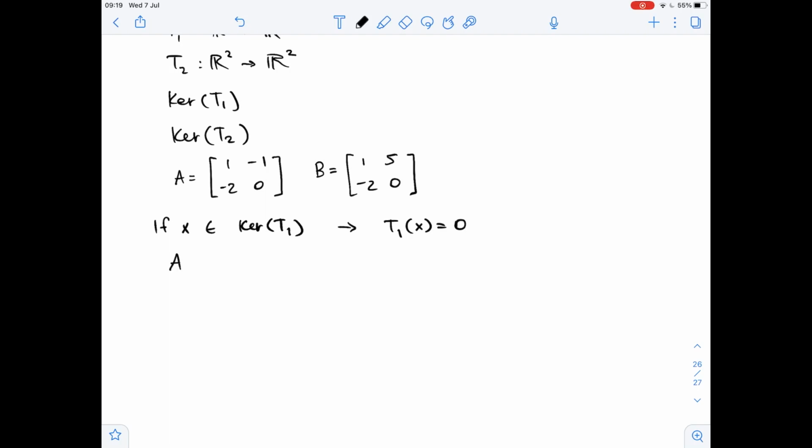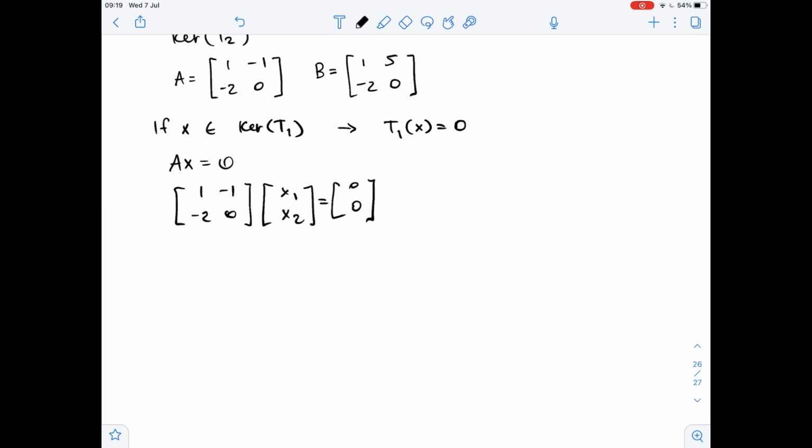Then AX equals 0. Thus we can write down that A, which is [1, -1; -2, 0], times X, which is [x1, x2], equals [0, 0]. Now let's do the multiplication on the left side, and we get [x1 - x2, -2x1] equals [0, 0]. That means that x1 minus x2 equals 0 and -2x1 equals 0.